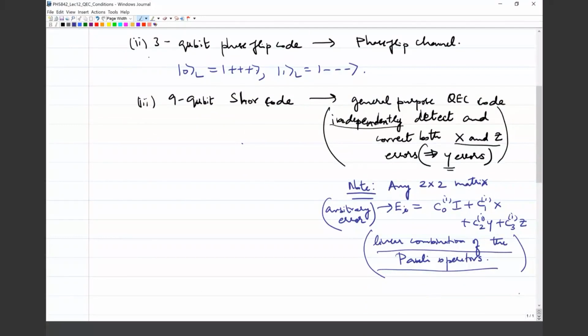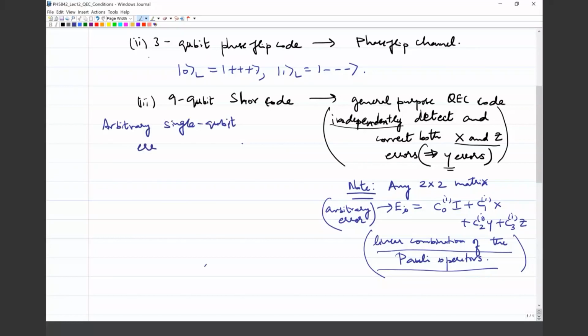And so if you can detect and correct for the Pauli operators, which are the X, Y, and Z errors, then intuitively it should be that you can detect and correct for arbitrary single qubit errors. So the Shor code is something that can correct for arbitrary single qubit errors.